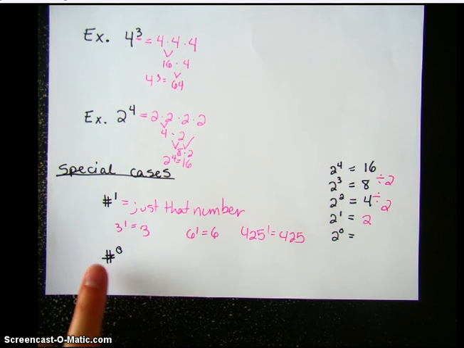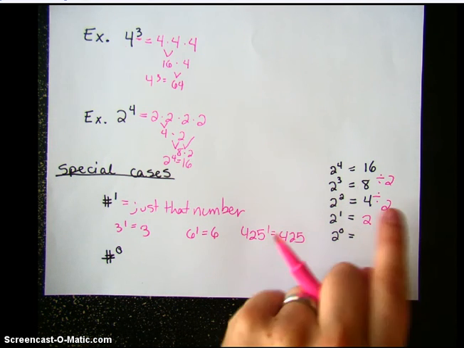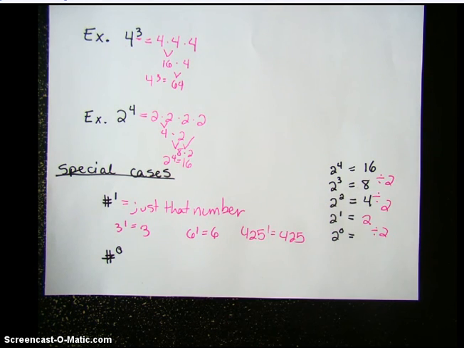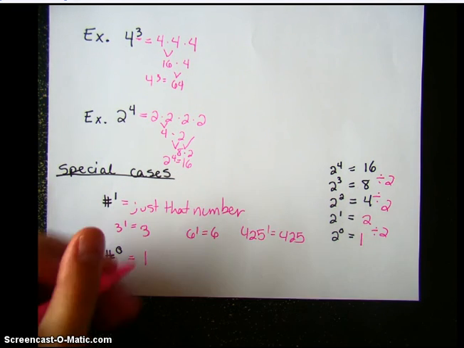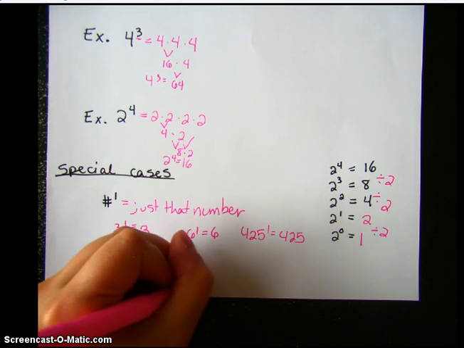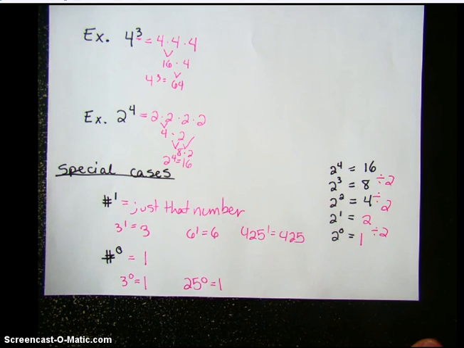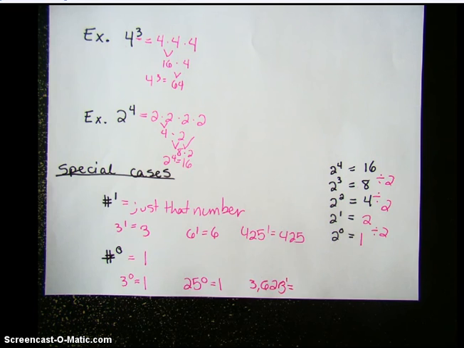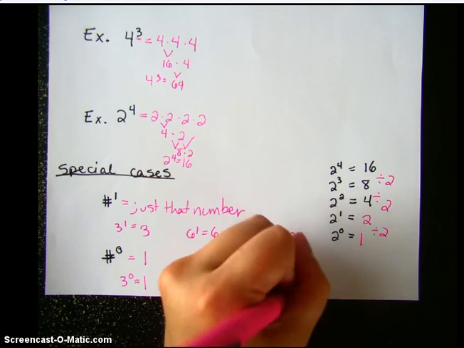Okay, so then let's look at a number to the 0 power. The 0 power is really interesting in that it's the same for everybody. So here, if I go by my pattern, I divided by 2, divided by 2, I'm going to divide by 2 again. 2 divided by 2 gives you 1. So any number to the 0 power is 1. So 3 to the 0 power is 1. 25 to the 0 power is 1. 3,623 to the 0 power is 1.